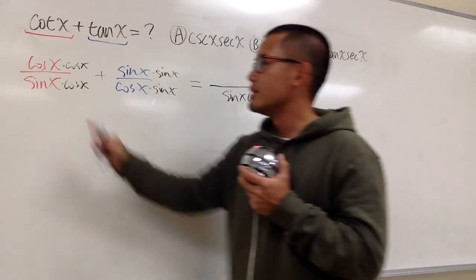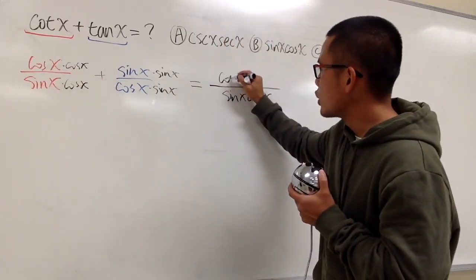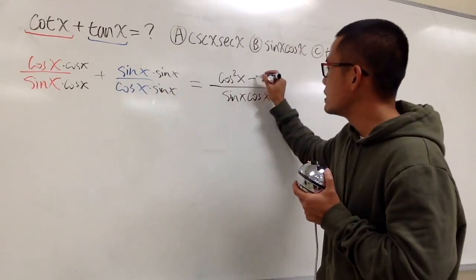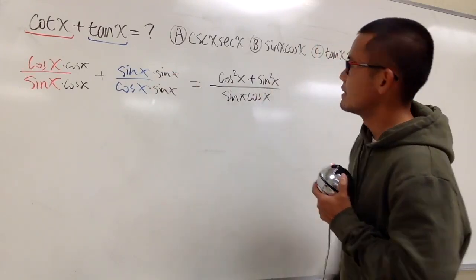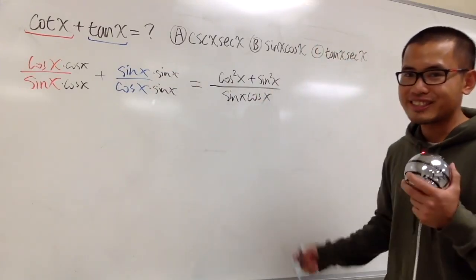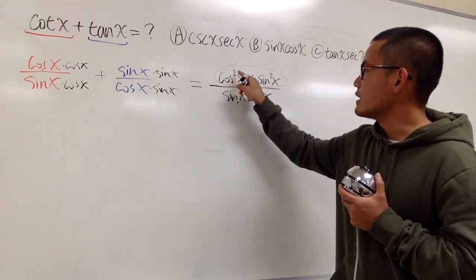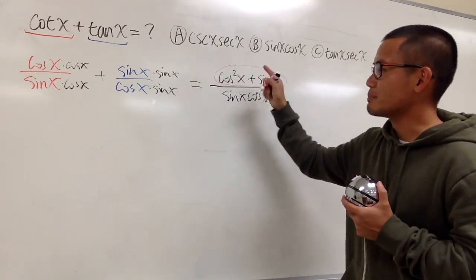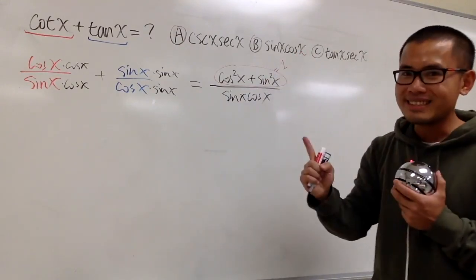And then on the top, this is cosine x times cosine x, namely cosine square x. And then we will be adding with sine x times sine x, that's sine square x. And that's what we have. And what's next? Well, look at this right here. This is cosine square x plus sine square x, which is the same as sine square x plus cosine square x, which is the same as just a 1, right?